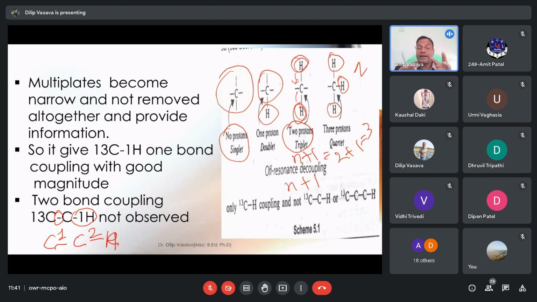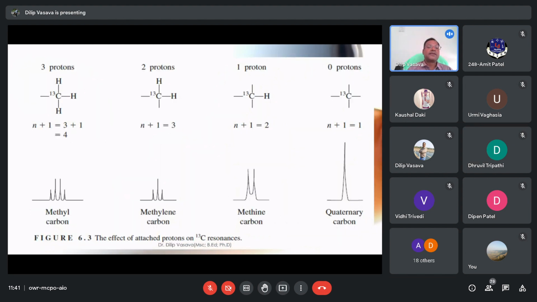It is there when the spectra is taken, you will get it, but when off resonance decoupling is imparted, then that coupling can be removed. So whatever I have discussed is mentioned here in the simple way.